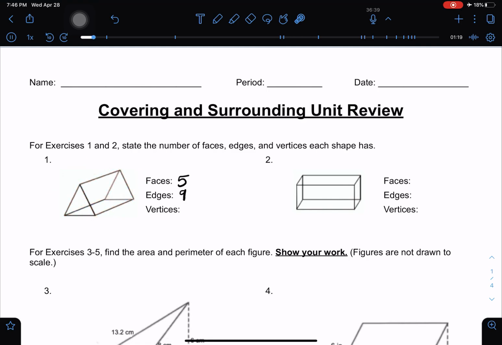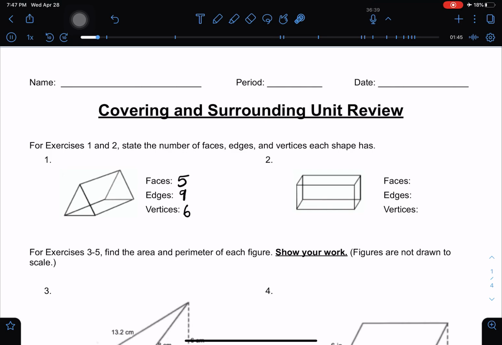Vertices are where our edges and faces meet. We know this from previous investigations where we've talked about the vertex of a shape. Vertices is the plural form for vertex, and we see that there are 1, 2, 3, 4, 5, 6 vertices in the shape. Moving on to number 2, we see that there are 6 faces.